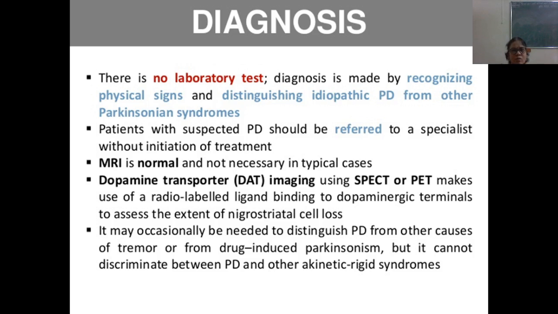Then coming to the diagnosis, there is no exact laboratory test for diagnosing, but it can be made by recognizing the physical signs and distinguishing idiopathic Parkinson's disease from other Parkinsonian syndromes.